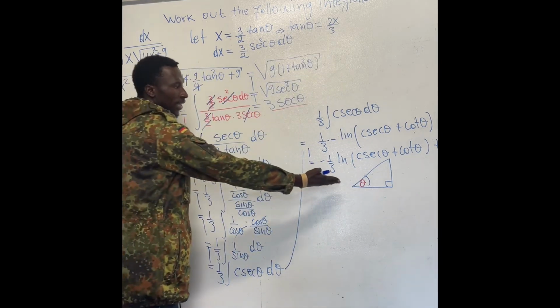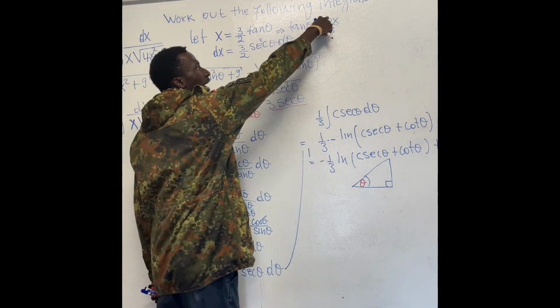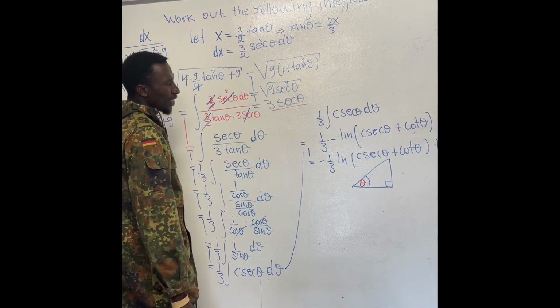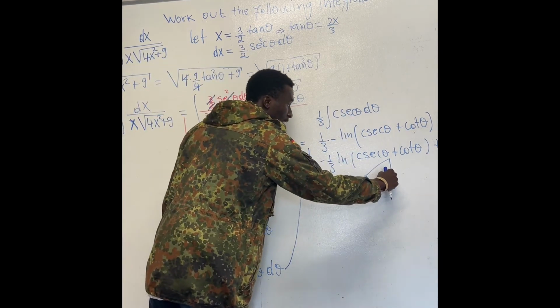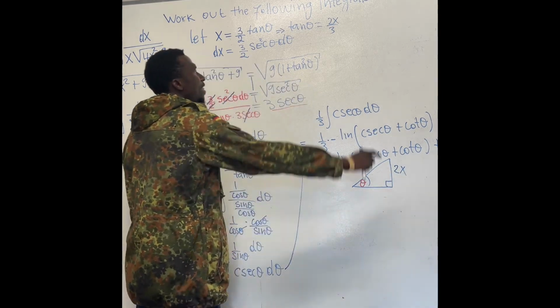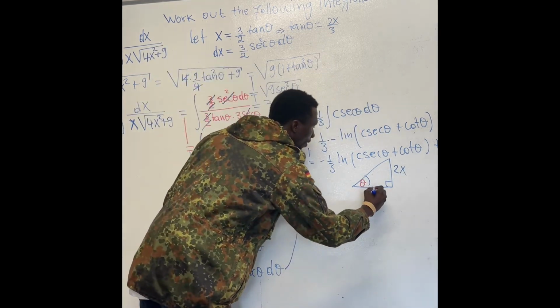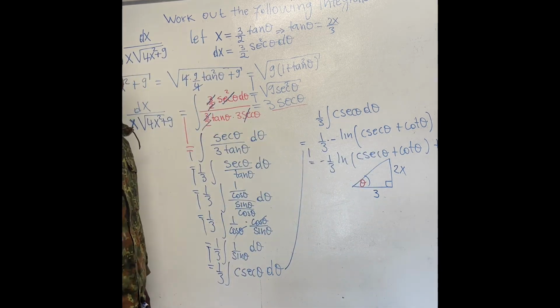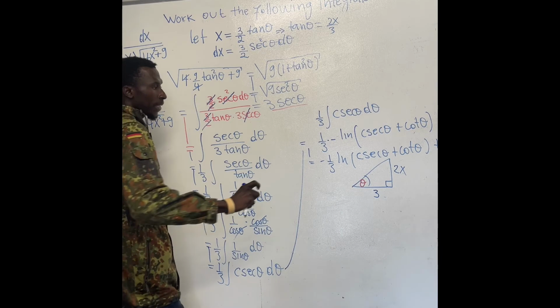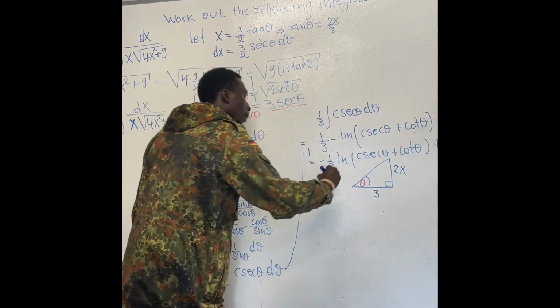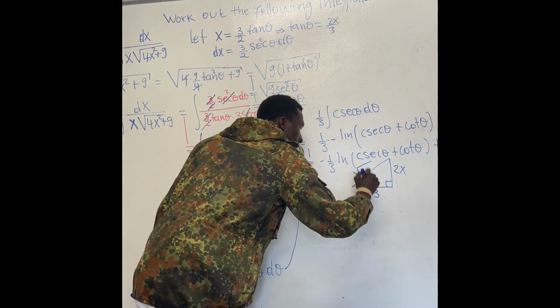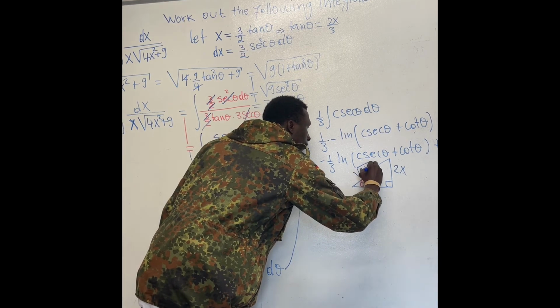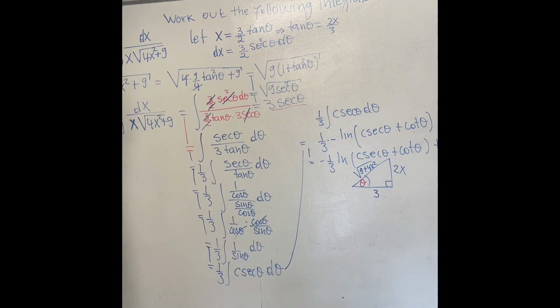What is tan in this triangle? Tan is sine over cos, and sine is opposite. So you're going to have 2x, and then for this one, we're going to have 3. Can we find this one? Yes, we can find it by using the Pythagoras theorem. We're just going to add both of them. So we're going to have 9 plus 4x squared. So if we have everything like this, I believe we can now solve for cosec.